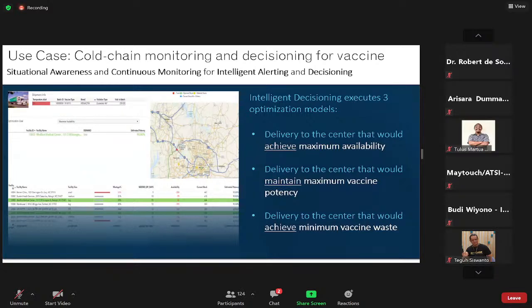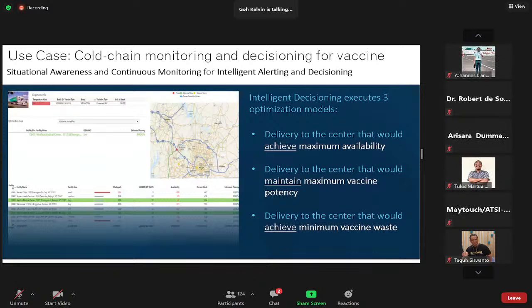The first optimization model is when something happens, we want to deliver the vaccine to the next center that is going to achieve maximum availability, meaning it will be sent to the center that is close by but has the highest expectation of the number of people coming by for injection. Hence, you are able to expend the vaccine quickly.